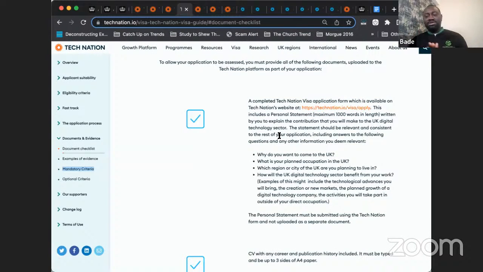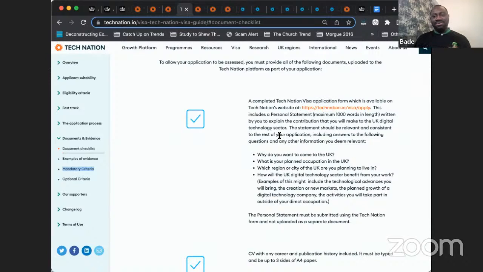Your personal statement, one of the things we advise is that you do your personal statement last. Yes, your personal statement needs to contain all of this information. Why do you want to come to the UK? What is your planned occupation? And so on. And there is other information in the formal guide that may be helpful to you. What your personal statement needs to do is to tell a story. Package yourself in a certain way.